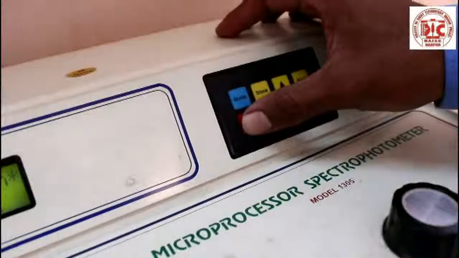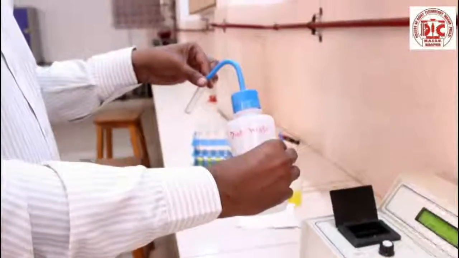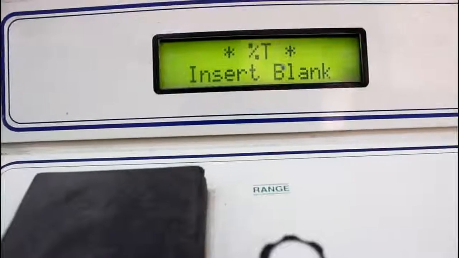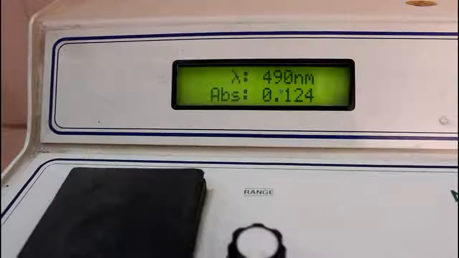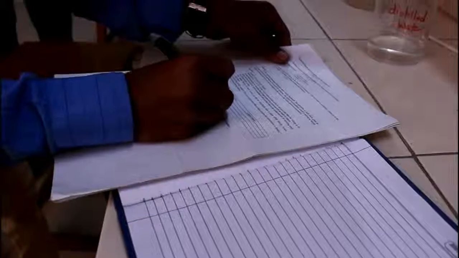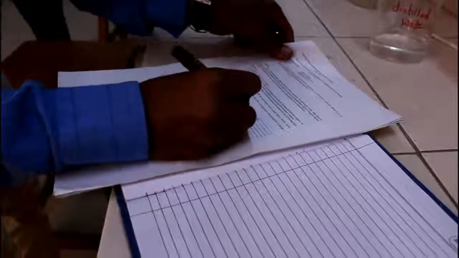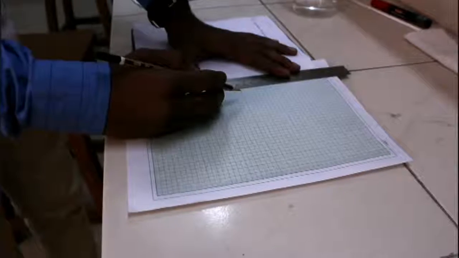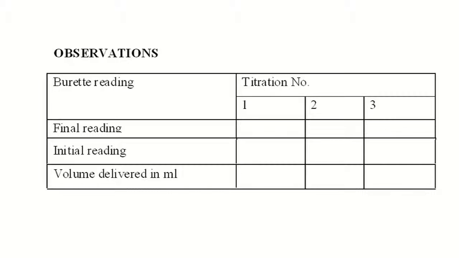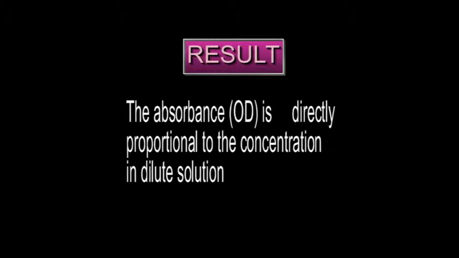Adjust the spectrometer to 100% transmittance with distilled water in the cuvette and 0 by inserting black rod instead of the cuvette. Take optical density of each solution at 490 nanometer wavelength. Draw a graph of optical density versus concentration. A straight line verifies Lambert-Beer's law. Observation. Result: the absorbance is directly proportional to the concentration in dilute solution.